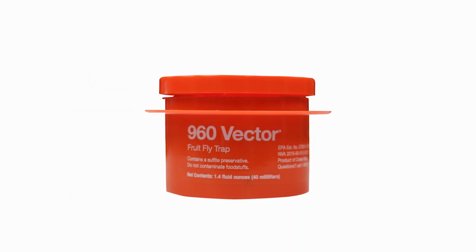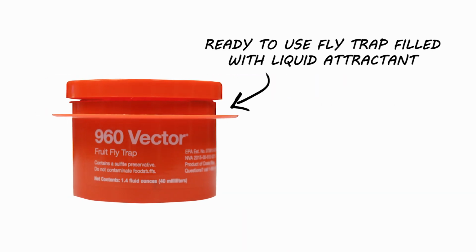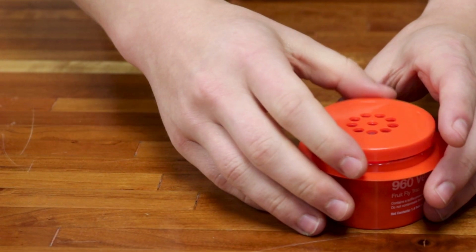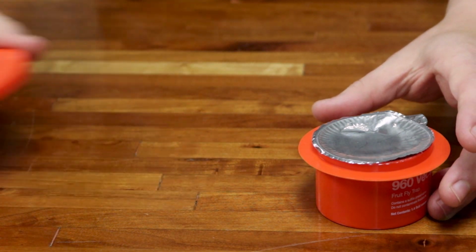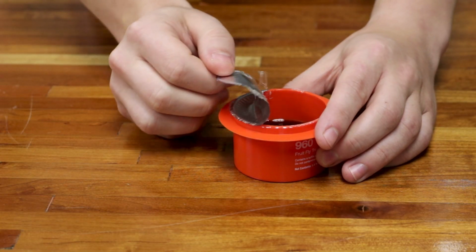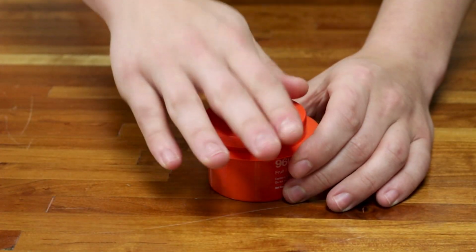Also use Vector 960 fruit fly traps. This is a ready-to-use trap that comes filled with a food-grade liquid attractant. The lid has 10 vent holes that will give fruit flies access to the attractant and prevent them from flying back out. Simply remove the cellophane wrapper to expose the attractant, and then secure the lid.